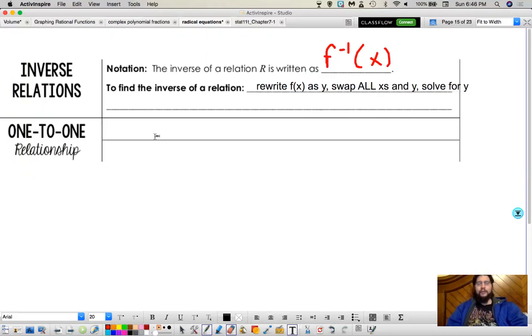Now, in order for a function to have an inverse, it's got to be an inverse function. It's got to be 1-to-1. What does that mean? Let's think about what it means to be a function. For every x value, there's only one y value. That's what a function means. Let's swap the x and the y. We're inversing. For every y value, there has to be one x value.